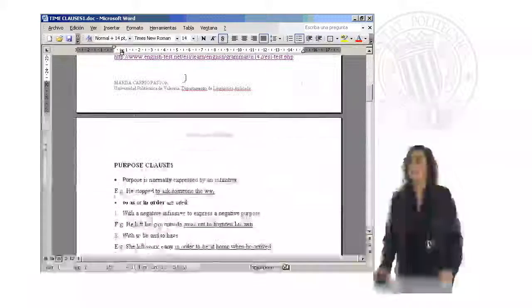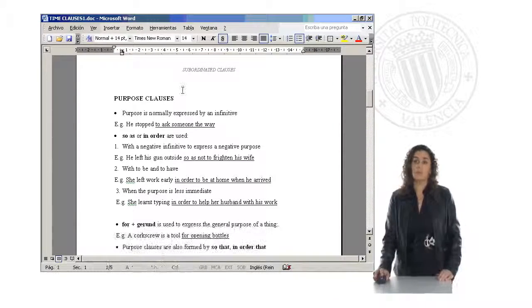Okay? Well, another clause I'd like to talk about today is the purpose clause. A purpose clause is, as its name says, used to express purpose, the reason why we are doing something, etc.